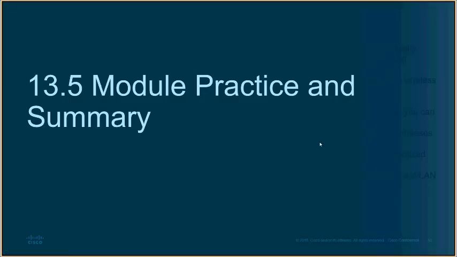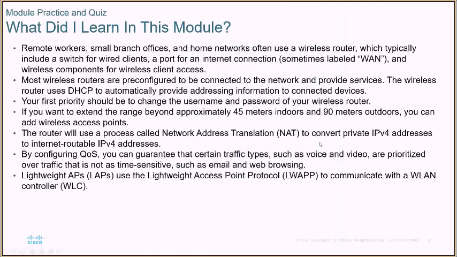Okay, that's it for the chapter. Just a bit of a recap. Remote workers, small branch offices and home networks often use a wireless router, which typically includes a switch for wired clients, a port for an internet connection, sometimes labeled WAN, and the wireless components for wireless client access.